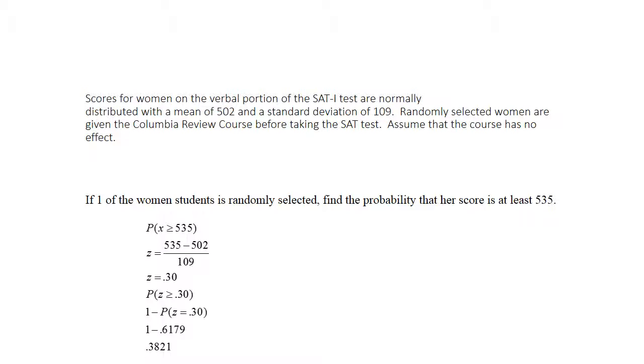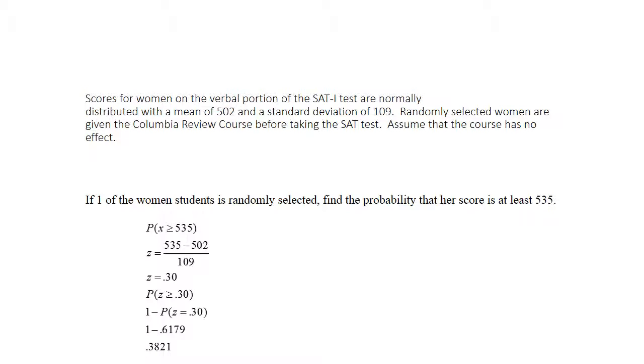The first question states scores for women on the verbal portion of the SAT test are normally distributed with a mean of 502 and a standard deviation of 109. Randomly selected women are given the Columbia Review course before taking the SAT test. Assume that the course has no effect.